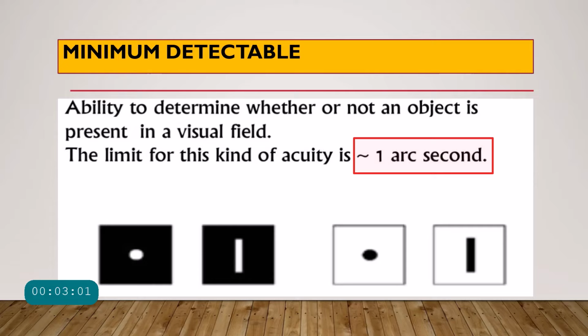The minimum detectable means the ability to determine whether or not an object is present in the visual field. That means you are just detecting the presence of the object in the visual field. That means if this is the visual field, whether this white dot is present or not, whether this white line is present or not, and again this black dot and black line are present or not in the visual field. So that is called the minimum detectable acuity, right? For this kind of acuity, the limit is 1 arc second.